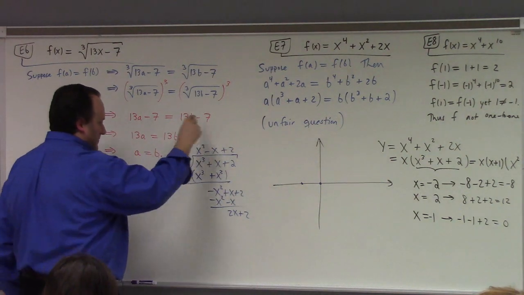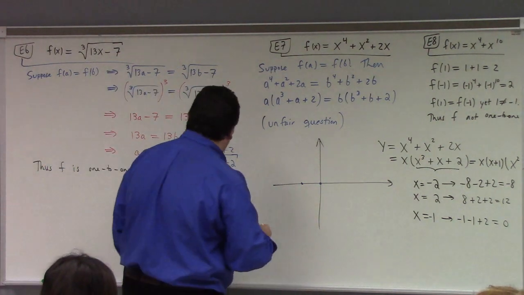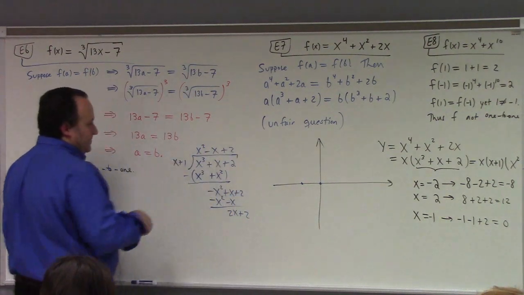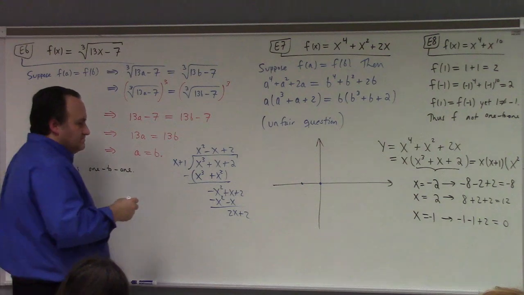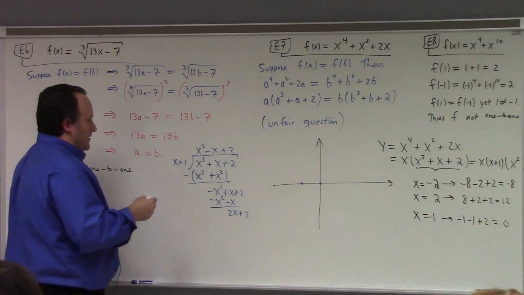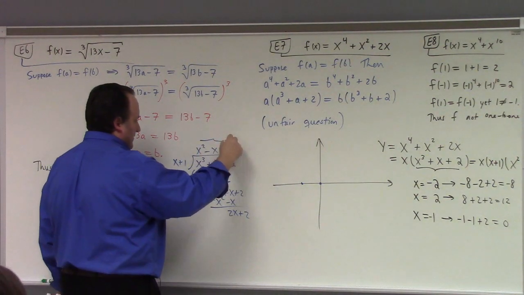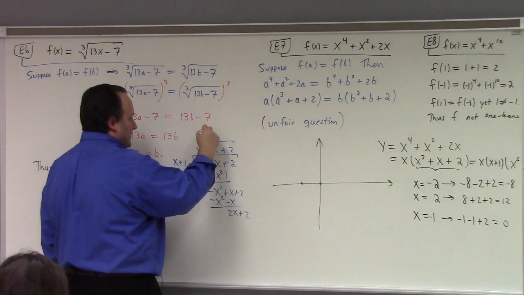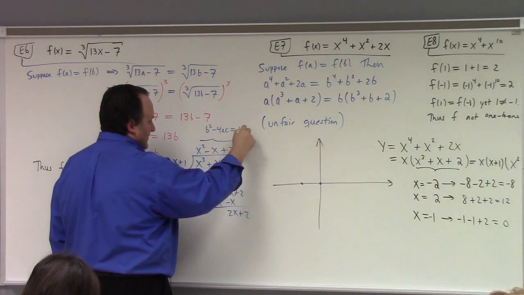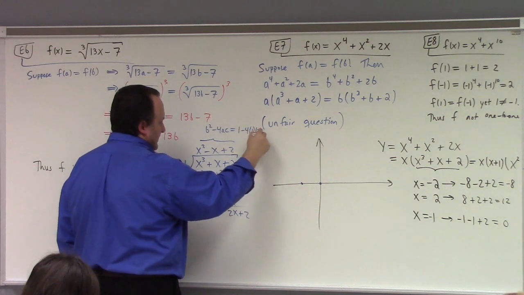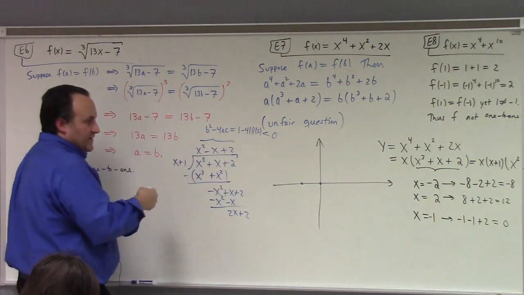Does this thing factor? Up here? Does that factor? So that's like this thing, b squared minus 4ac for this would be 1 minus 4 times 1 times 2, which is negative 7. So this is prime. Okay, fine.